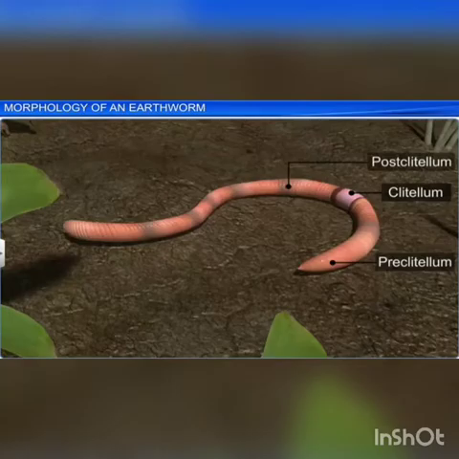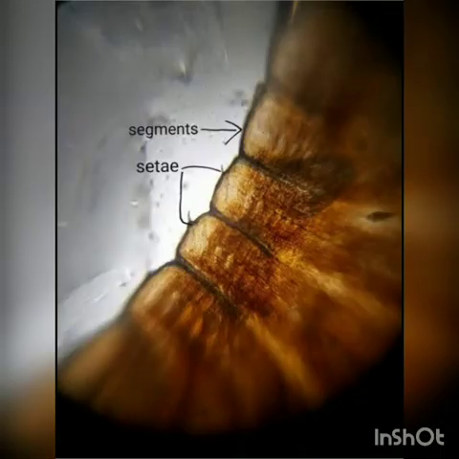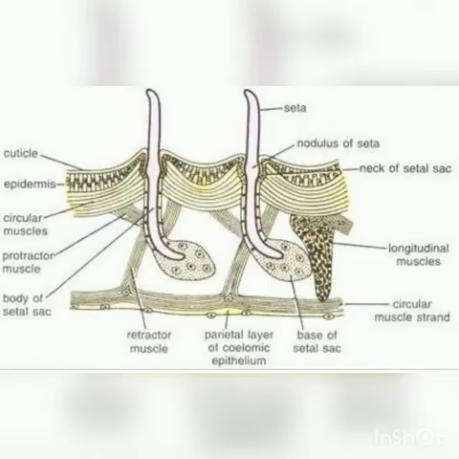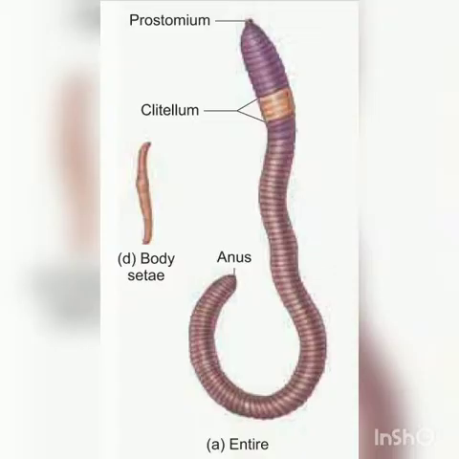The body has numerous setae, which are helpful for locomotion. It is a curved structure attached to the body, which we cannot see. We can see it only with the help of a microscope. Okay? It is S shaped, and that is called a seta, which is used for locomotion.